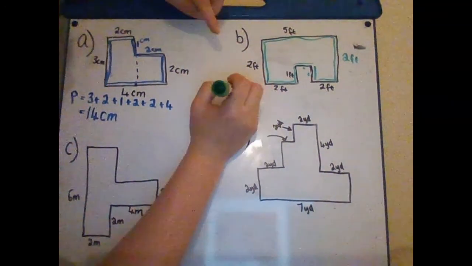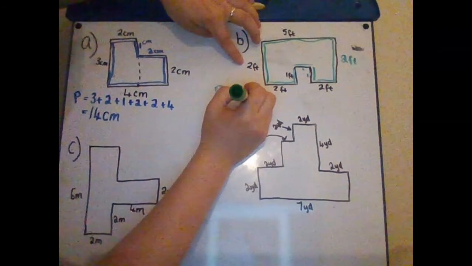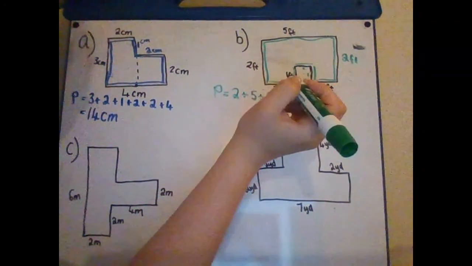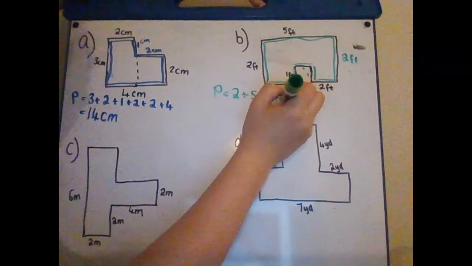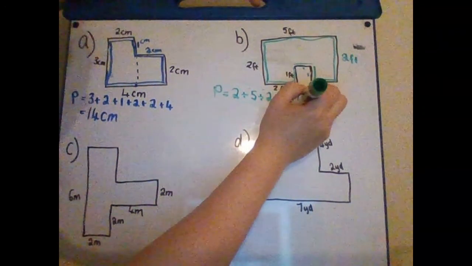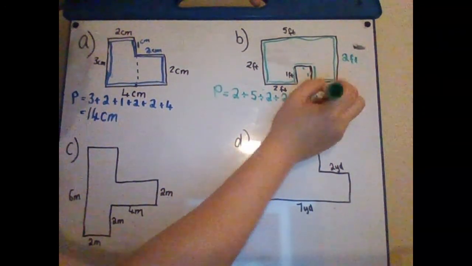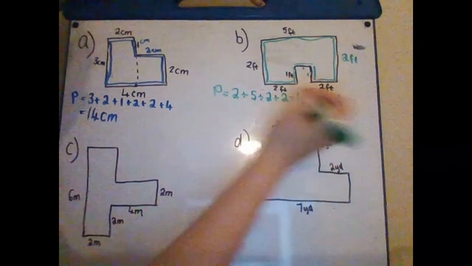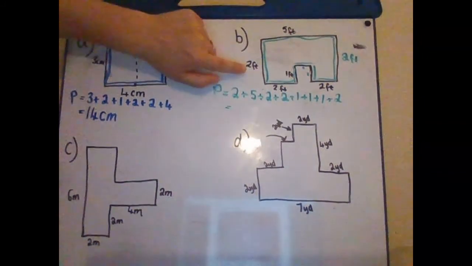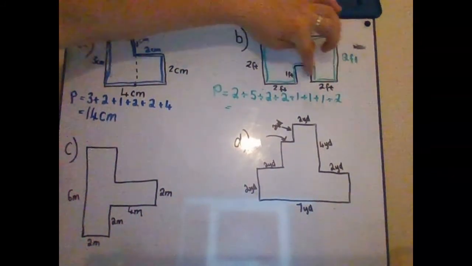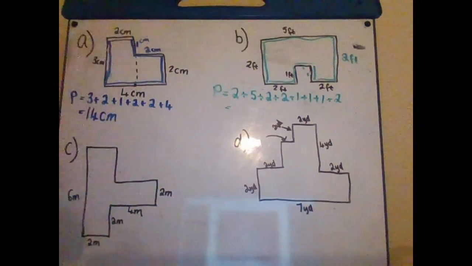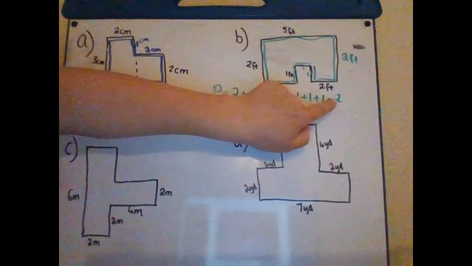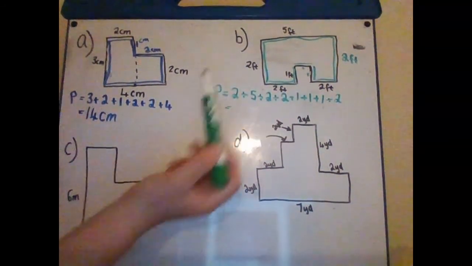P equals 2, starting right here, 2, add 5, add 2, add 2, add 1, add 1, add 1, add 1, add 2. Okay, I should have 1, 2, 3, 4, 5, 6, 7, 8 numbers to add together. Okay, now I have them all on there.